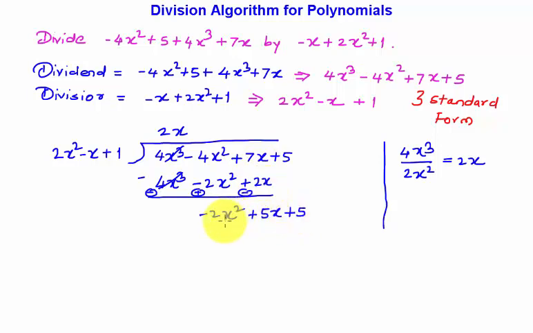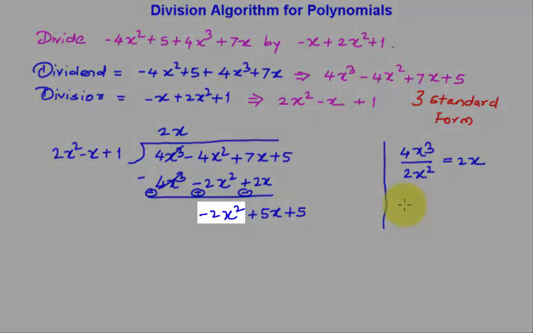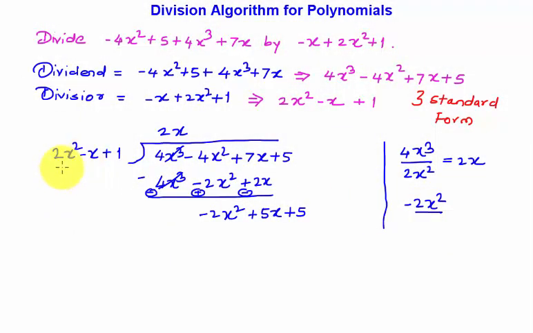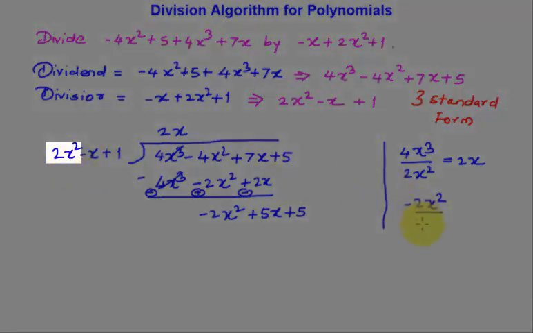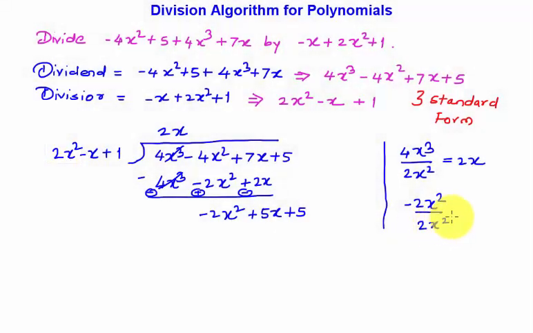Now if you see the degree of the remainder, minus 2x square plus 5x plus 5, it is 2, and the degree of the divisor is also 2. So we can carry out this division further. So let's take the highest degree term from the remainder, which is minus 2x square, divided by the highest degree term from the divisor, which is 2x square. So after division we get minus 1 as the result.